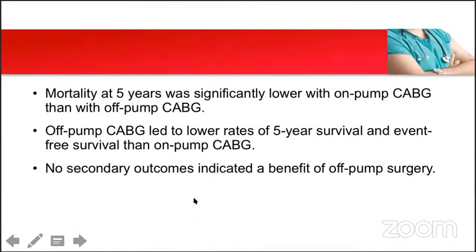So we saw that mortality at 5 years was significantly lower in the on-pump, and the off-pump Cabbage led to lower rates of 5-year survival and event-free survival than on-pump Cabbage, and no difference in the secondary outcome indicated benefit of off-pump Cabbage.